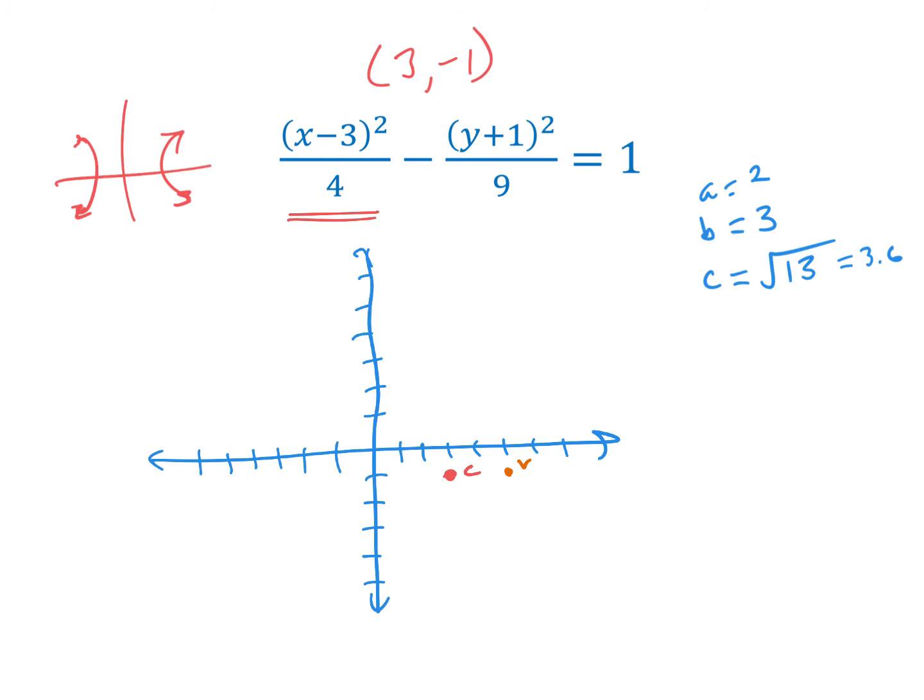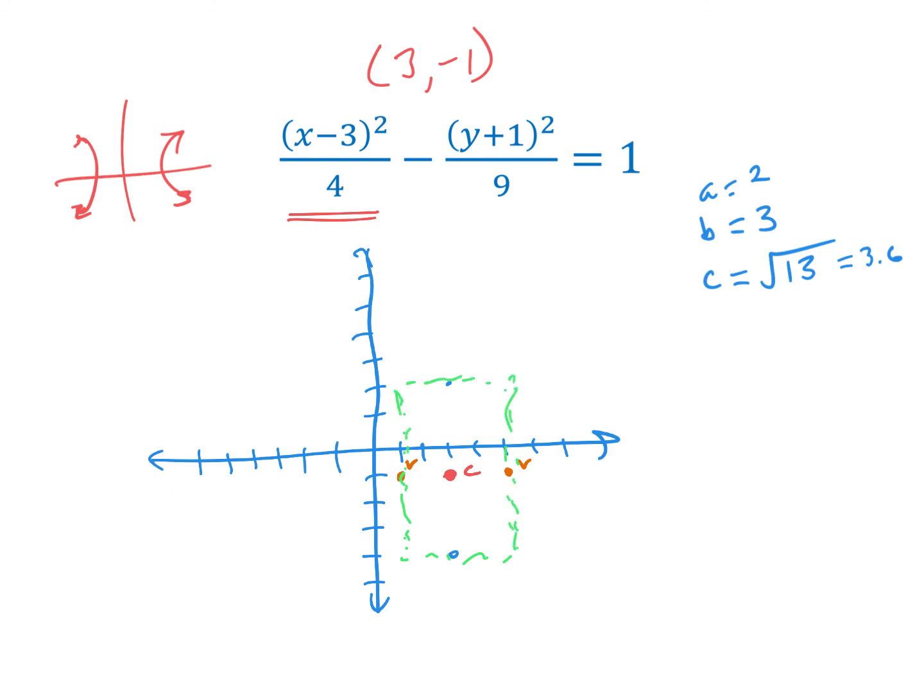And then I'm going to go 2 units away on the other side, that's my other vertex. And then remember that other value just tells you how to create that box. So if we go 2 in that direction, then we're going to go 3 in the other direction, put a point, and then we're going to sketch that rectangular box through those values.